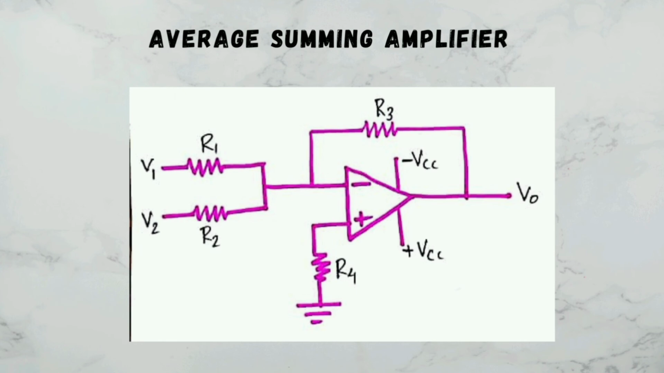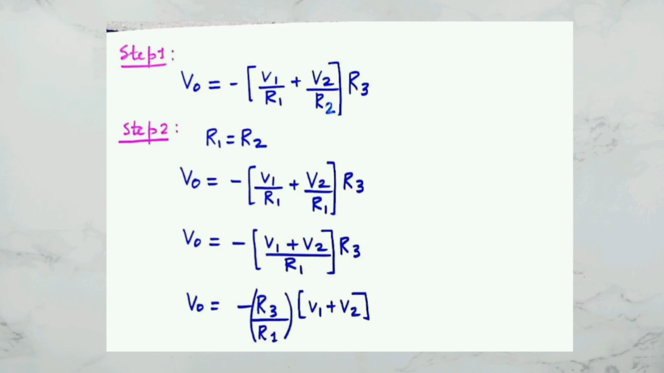Now, coming to the derivation part. Step 1. Your V naught is equal to, we already know the formula for summing amplifier, it will be minus feedback resistor into the number of voltages to the respective resistors. In the same way, your V naught will be equal to minus, you can take your R3 in front or after the equation, anything. So minus of V1 by R1 plus V2 by R2 into R3.